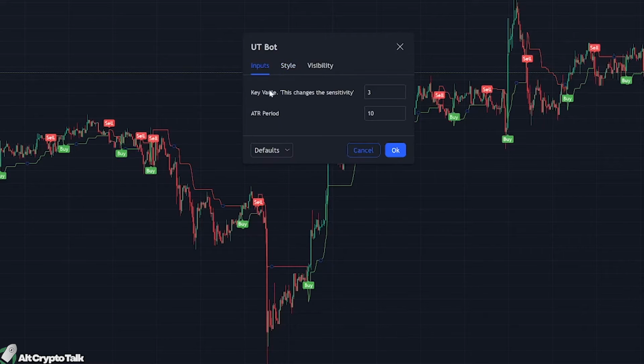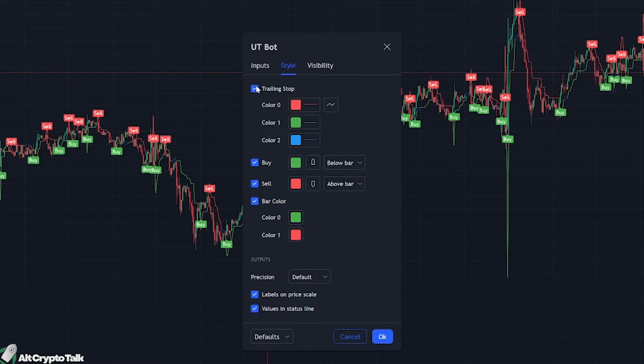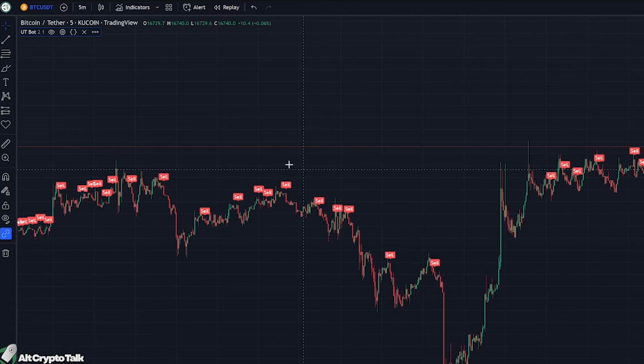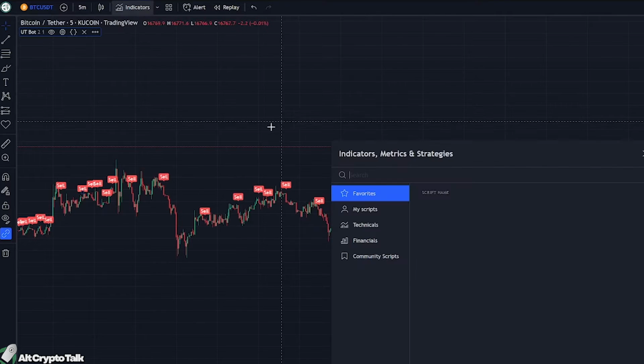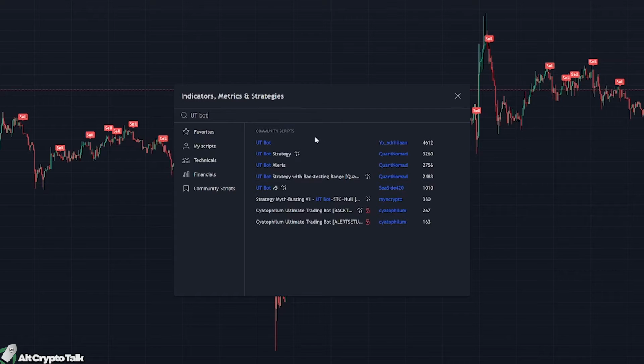Then go to inputs and change the key value to 2 and the ATR period to 1. Then go back to style, untick the trailing stop one and untick the buy one and press OK. Now add the same indicator again. So go to indicators and type UT-bot.